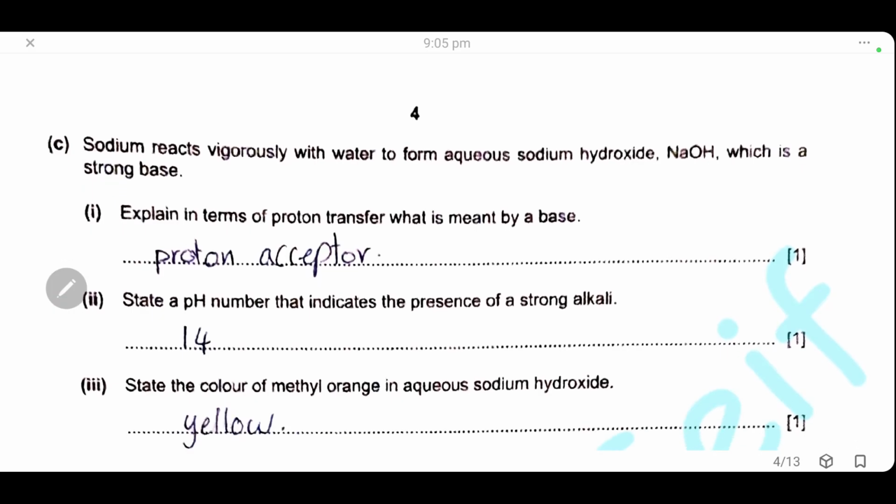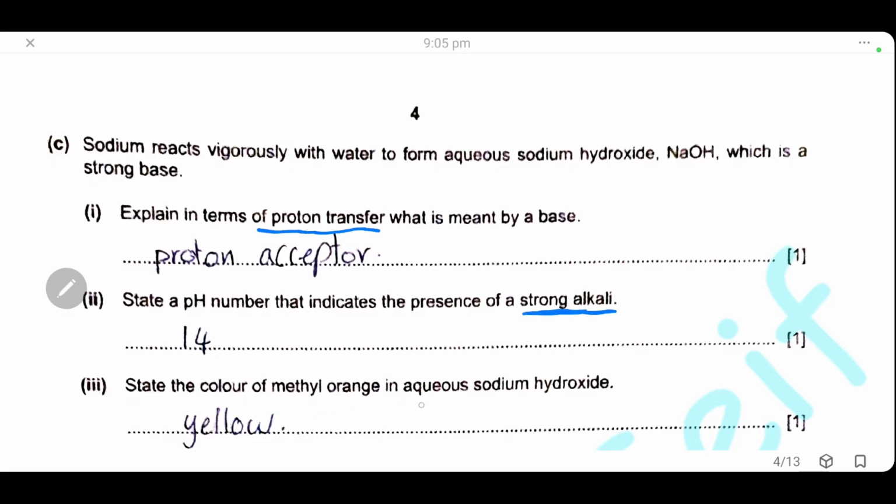Sodium reacts vigorously with water to form aqueous sodium hydroxide, which is a strong base. Explain in terms of proton transfer what is meant by a base. We want to explain in terms of proton transfer, so a base is a proton acceptor. State the pH that indicates the presence of a strong alkali. For a strong alkali, we can write pH 14.